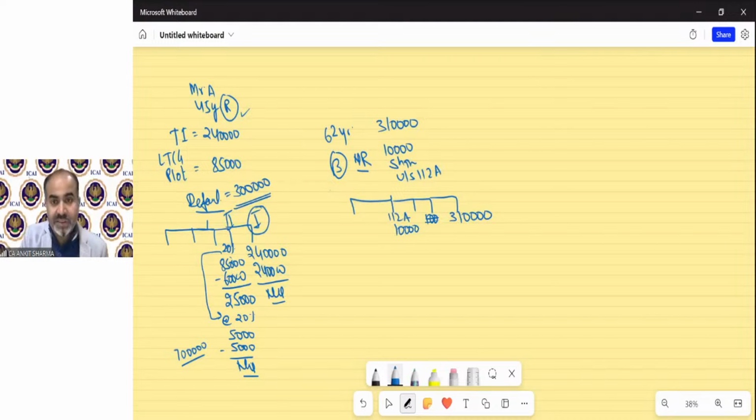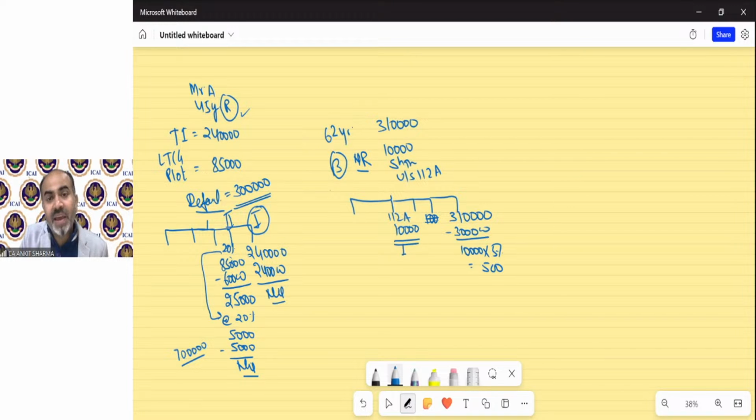So out of this 3,10,000, 3 lakh has been claimed as exemption. Remaining 10,000 is going to be taxable at 5%. That will come 500 rupees. But rebate cannot be applicable. So this 500 will be the tax.